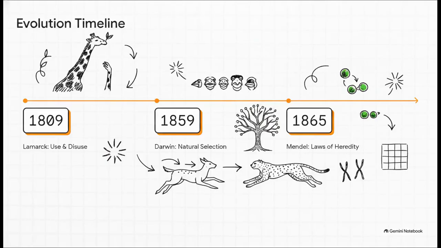When you lay it out on a timeline, it's crazy how fast the baton was passed. We jump from Lamarck's ideas in 1809 straight to Darwinian selection in 1859, and almost instantly into the next era of genetics by 1865. It's just a rapid-fire progression of human thought.